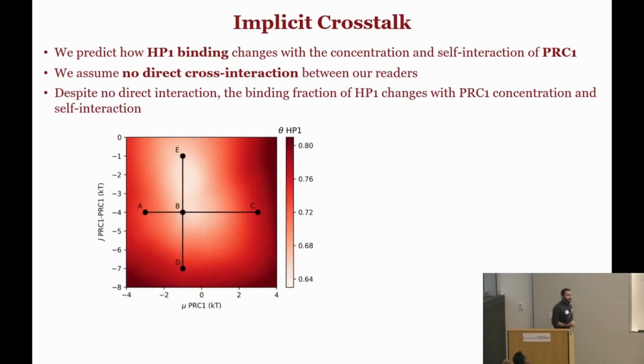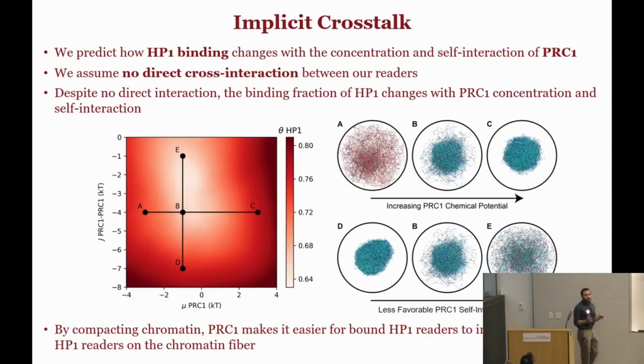But if we vary the favorability of PRC1 interactions, or the concentration of PRC1 readers, we see based on our model that there's an implicit crosstalk that happens. So the conditions governing PRC1 interactions affect the binding of a different independent reader protein. And the reason for this is that both of these reader proteins bind the same chromatin fiber and affect the same environment. So if one reader protein condenses the chromatin fiber, HP1s can find other reader proteins, other HP1s, more easily, and this makes it more favorable to bind.